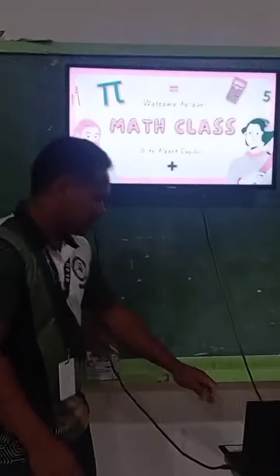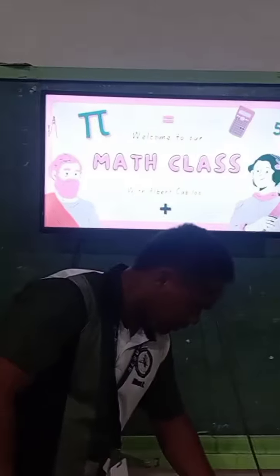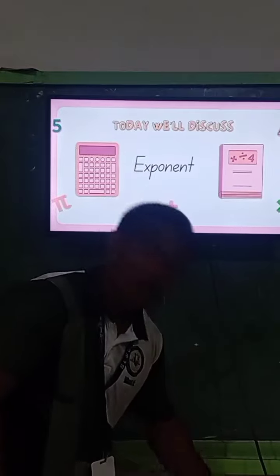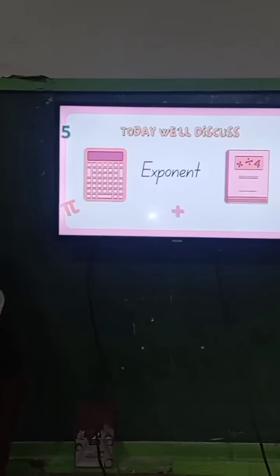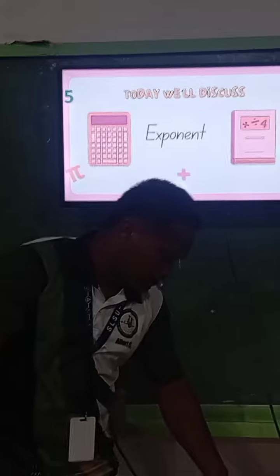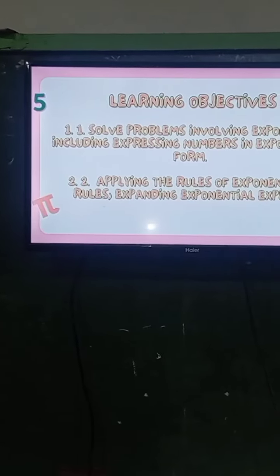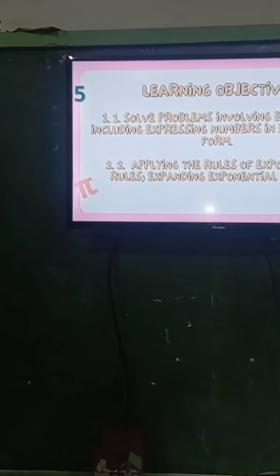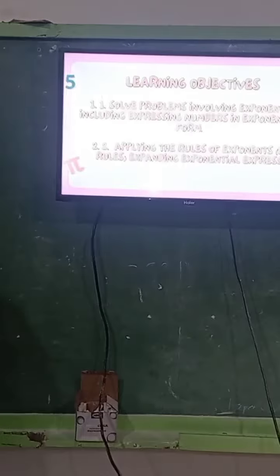For now, let's finish it. Our lesson for this afternoon is all about exponents. But first, let's read the learning objectives. Our learning objectives for this lesson are, first, to solve problems involving exponents, including expressing numbers in exponential form. The second is applying the rules of exponents, basic rules, and expanding exponential expressions.